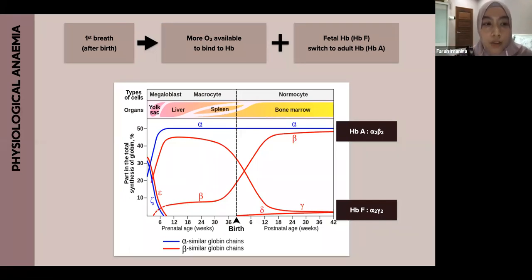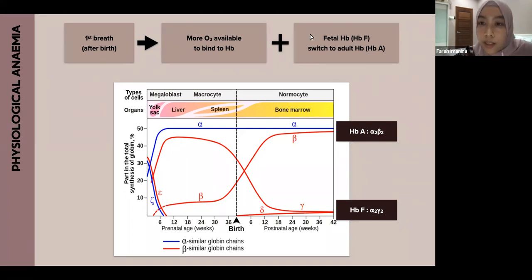What happens during physiological anemia is that after the birth of the baby, the baby will take their first breath, right? When they take their first breath, more oxygen will be available to enter the baby. Because of that, more oxygen will be available to bind to the hemoglobin, so there will be an increase in the hemoglobin oxygen saturation. Before birth, this Hb oxygen saturation is only around 50%. However, after the first breath, this Hb saturation can increase up to 95%.